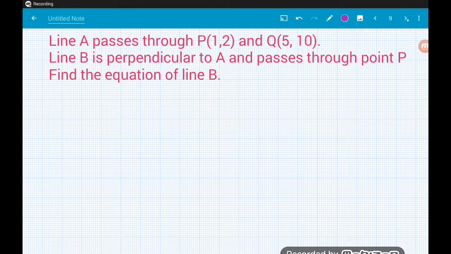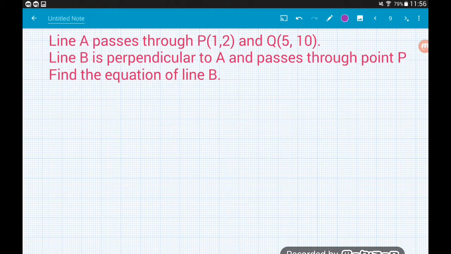Okay then, the final example for this video. Line A passes through P(1, 2) and Q(5, 10). Line B is perpendicular to A and passes through point P. Find the equation of line B.